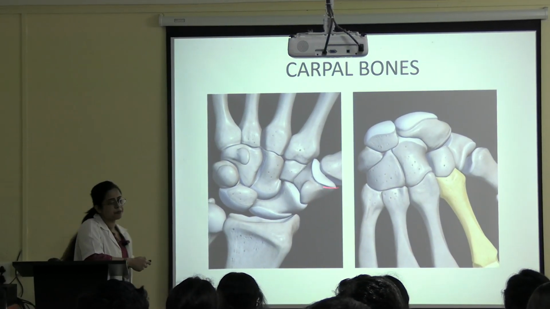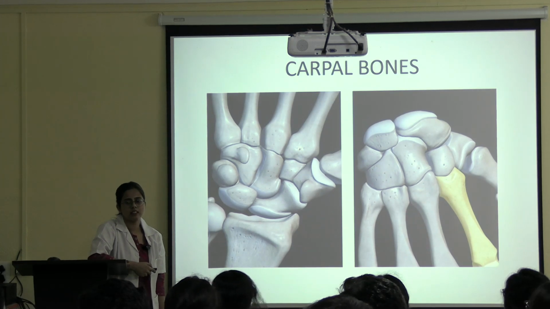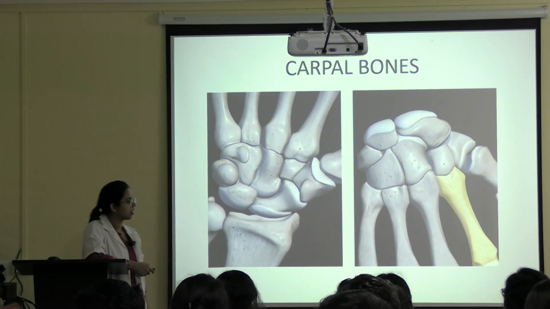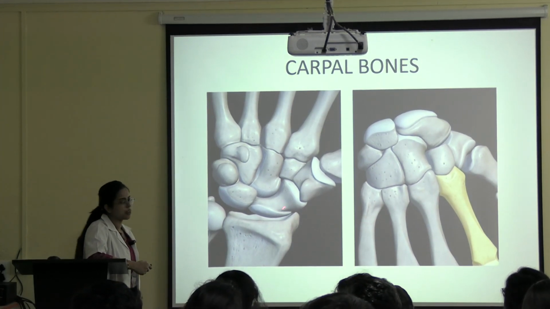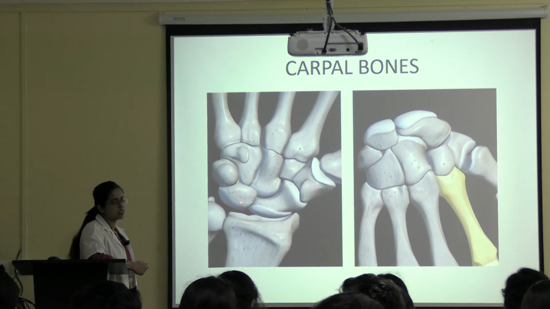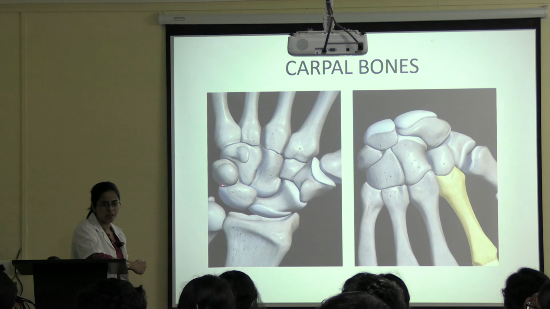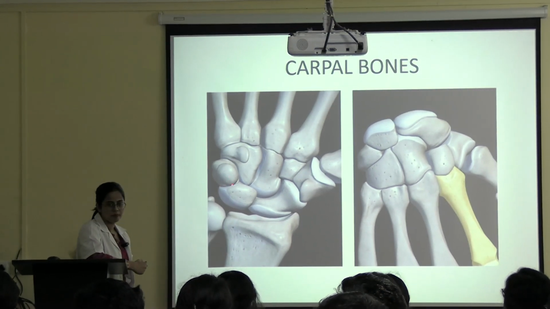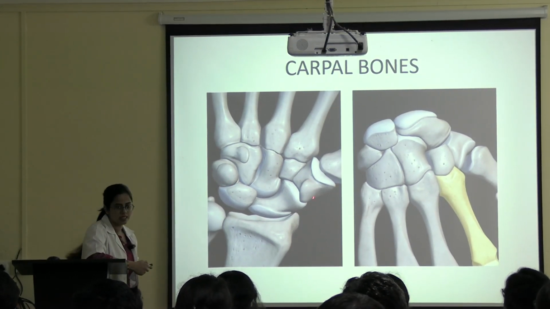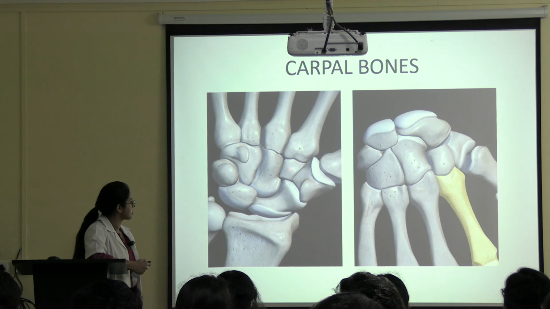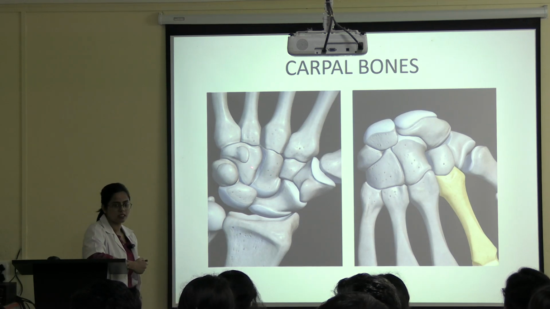Do we start naming from the lateral side or the medial side? Lateral side, okay? So this bone is known as scaphoid. This is lunate. This bone is triquetrum. This is pisiform. This is trapezium. This is trapezoid. This is capitate. And this is hamate. Okay?